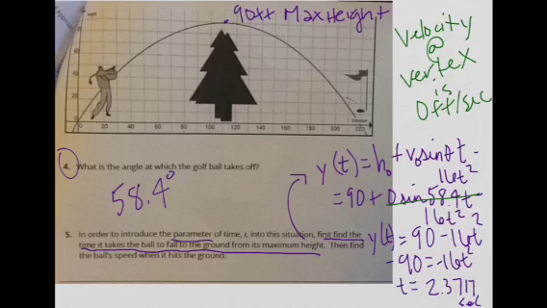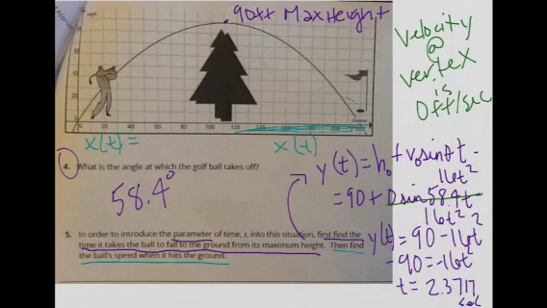Okay, now we have to answer the second question, which is the ball's speed when it hits the ground. Because it's talking about hitting the ground, we know we're talking about our distance in this direction. So we're going to use our x of t. I'm running out of space here, so I'm going to write the equation right here.